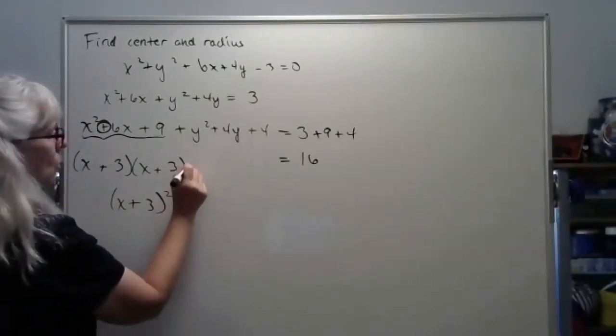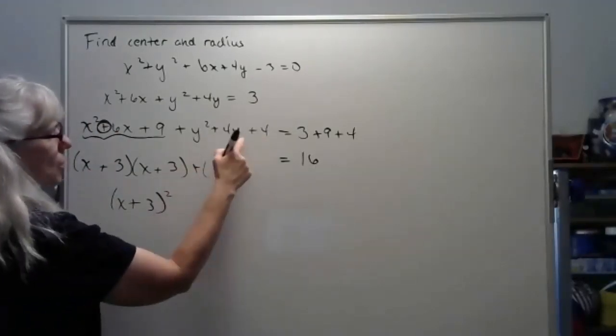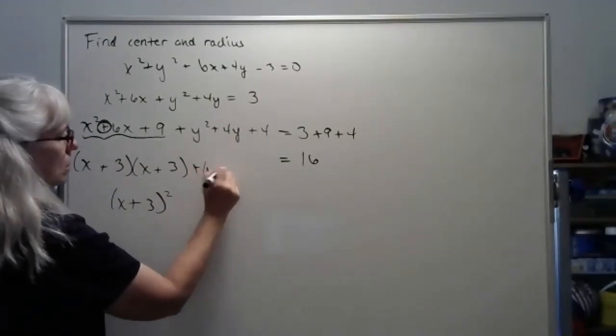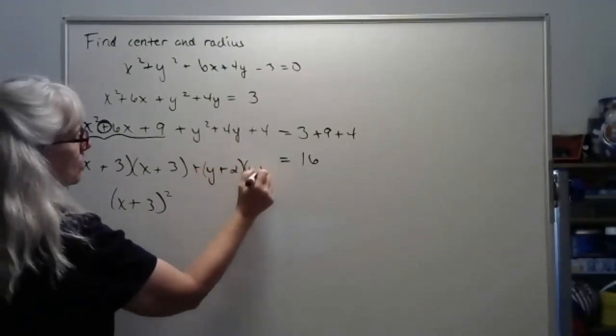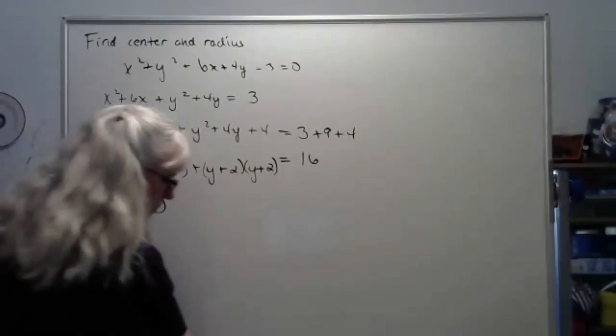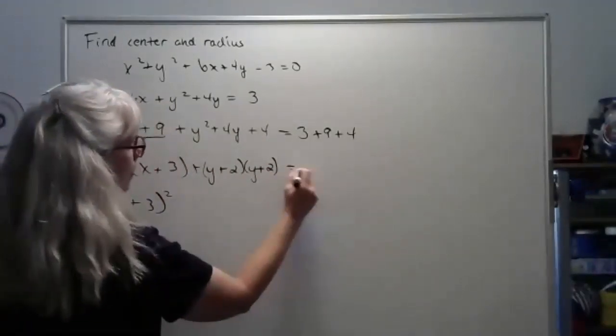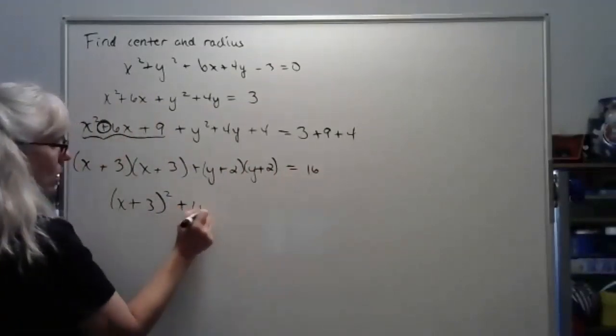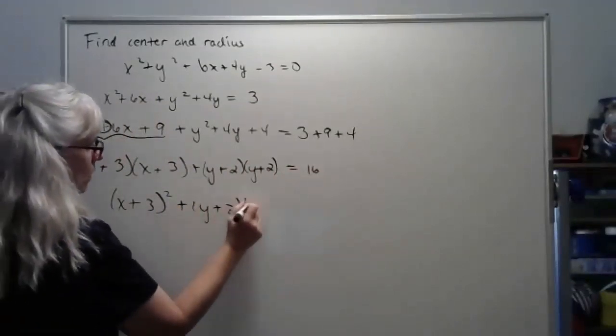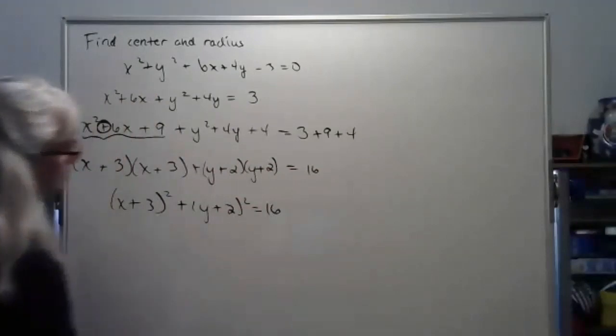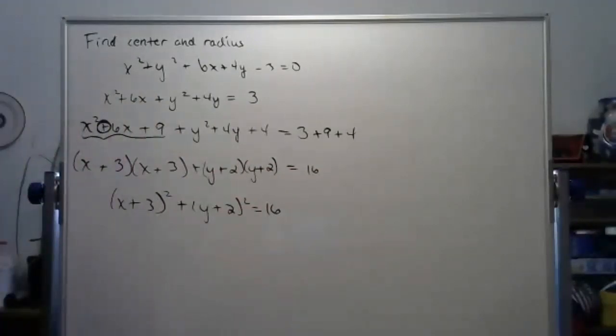Okay, what about in terms of the y's? So I need factors of 4 that add to 4. So factors of 4 that add to 4 are 2 and 2. Which is going to give me my y plus 2 quantity squared equal to 16. So now we have it in standard form, from general to standard form.